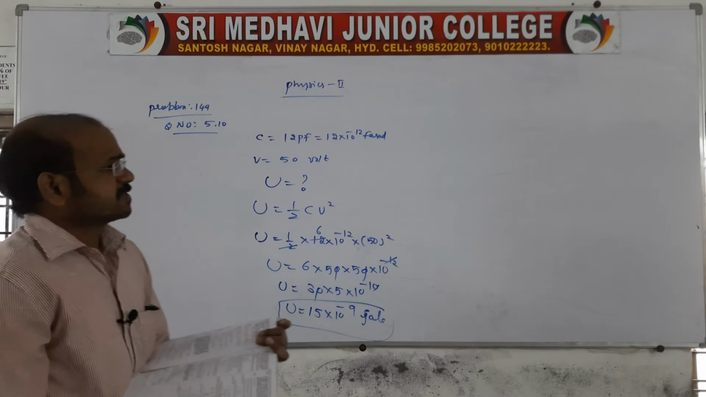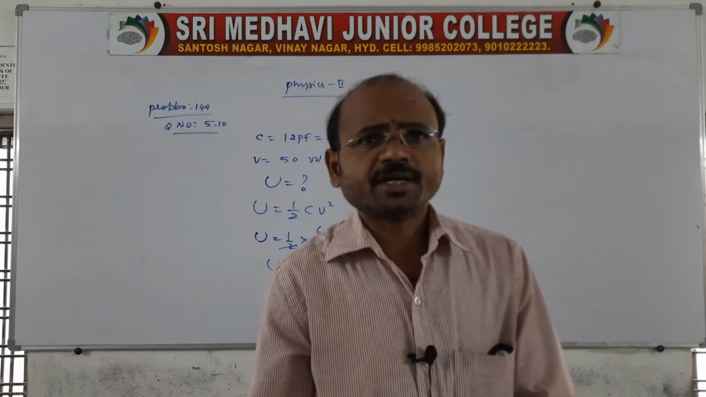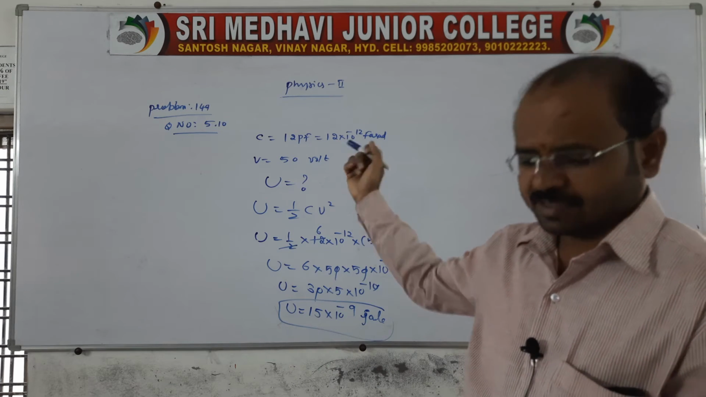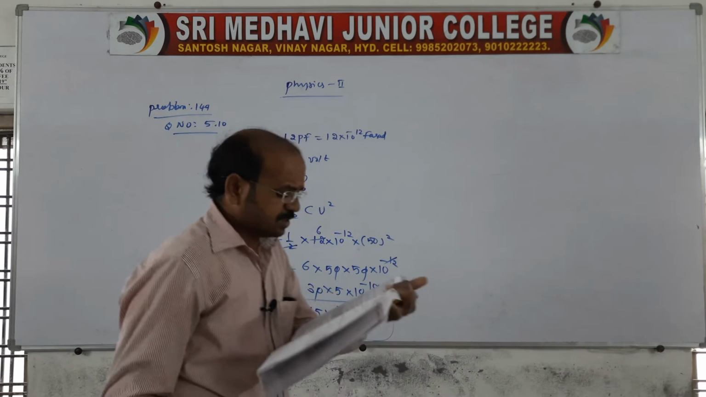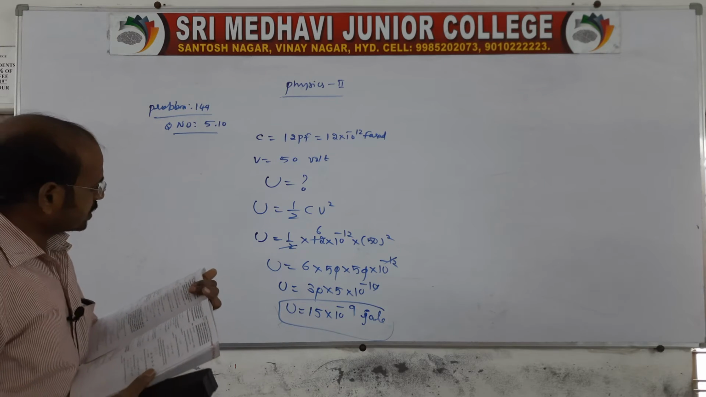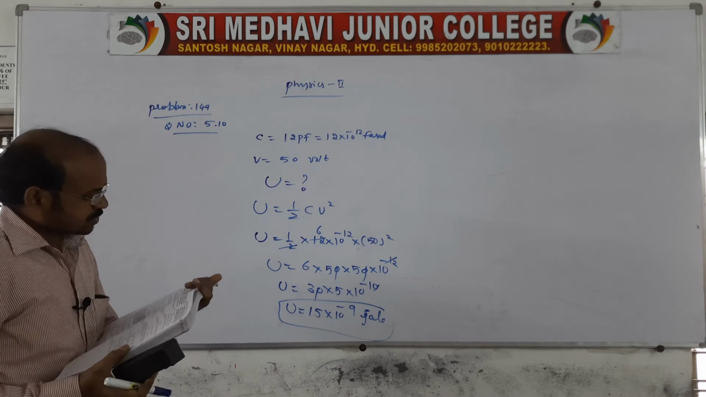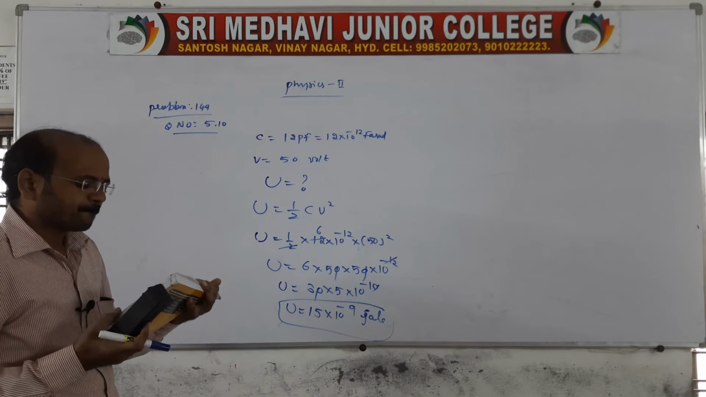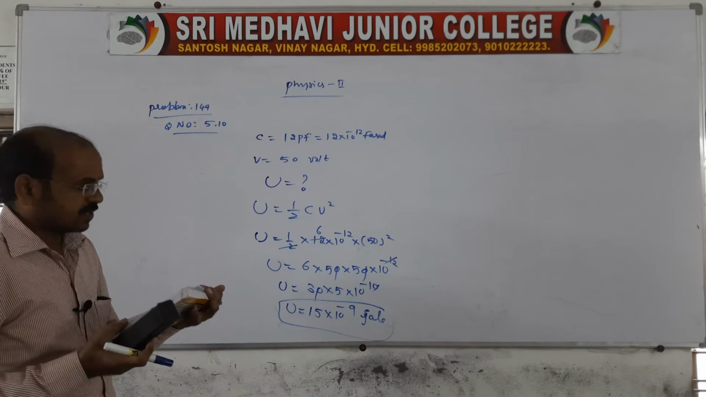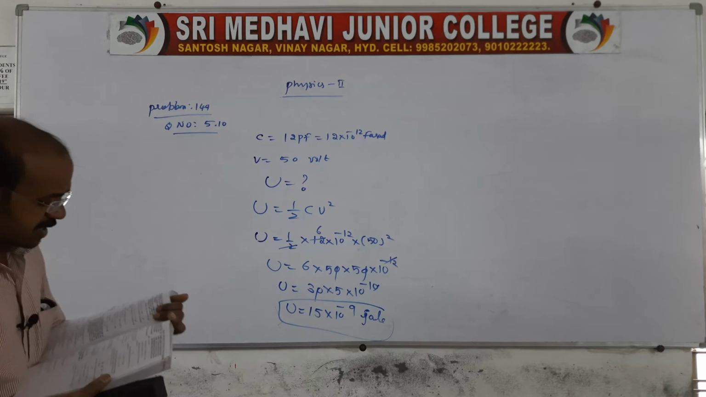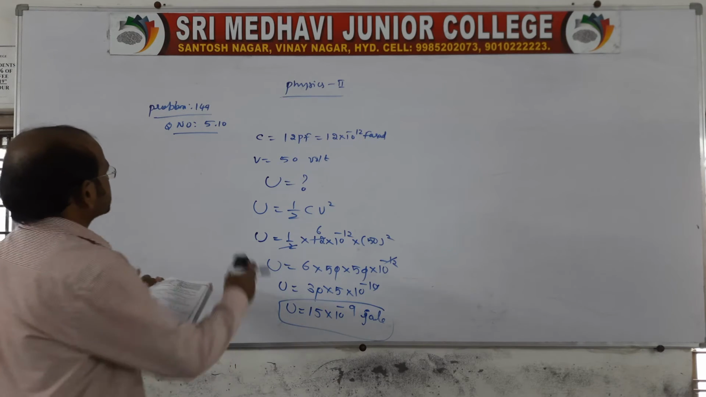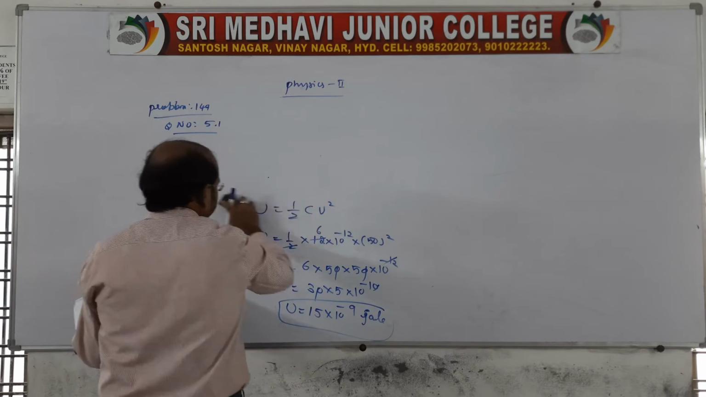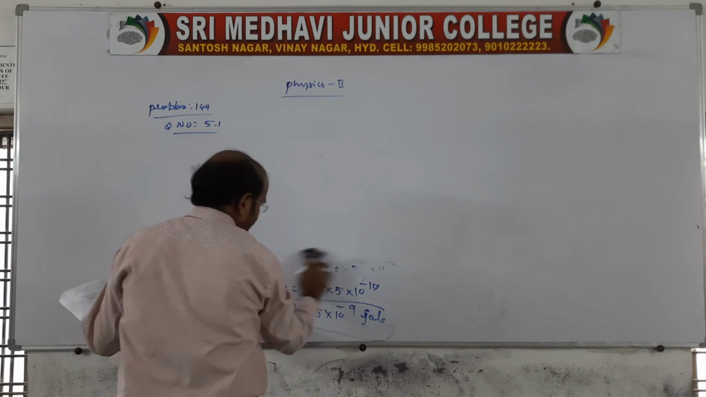So this is one question related to the energy stored, and it is very easy because C and V are given. Directly we can take the expression and do the calculation like this. Is it okay now? Now coming to the next one, 5.11. On the same page number, take 5.11. Question number is 5.11.